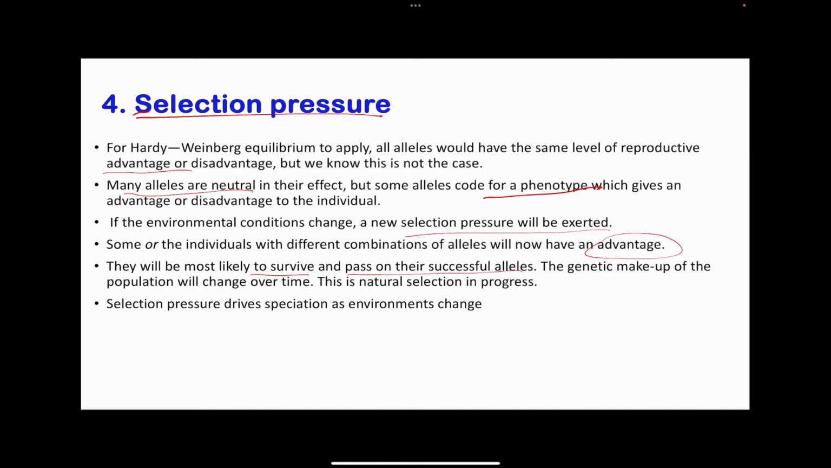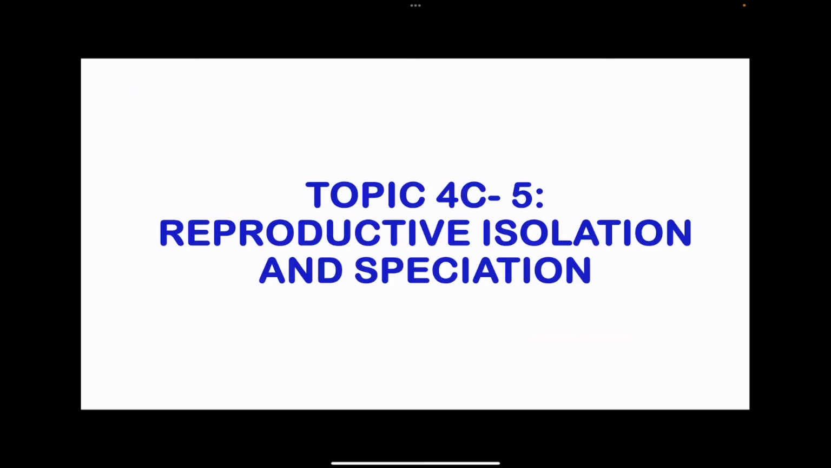So the genetic makeup of the population is going to be changed over time because this advantageous allele is always going to be preferred. So natural selection is going to occur, and this can cause speciation, meaning changes within the specific population. Next, we go to topic 4C5, reproductive isolation and speciation.